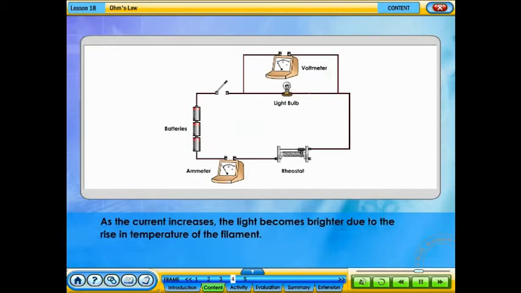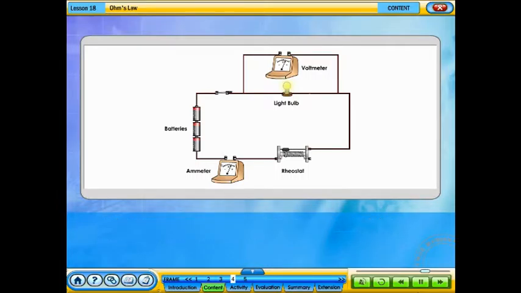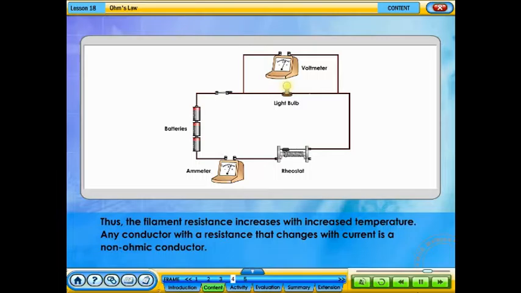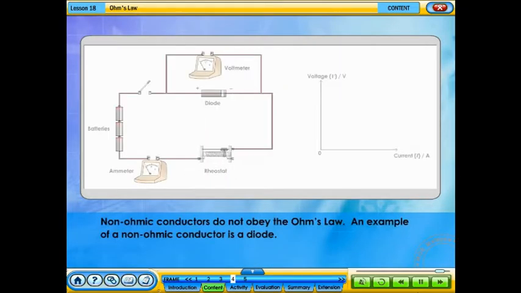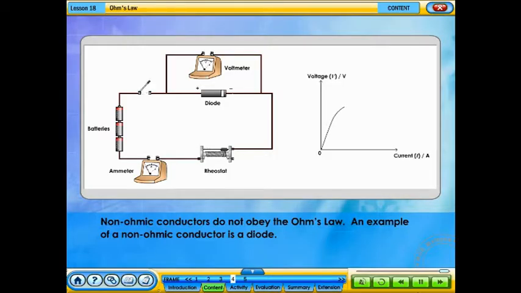As the current increases, the light becomes brighter due to the rise in temperature of the filament. Thus, the filament resistance increases with increased temperature. Any conductor with a resistance that changes with current is a non-ohmic conductor. Non-ohmic conductors do not obey Ohm's law. An example of a non-ohmic conductor is a diode.